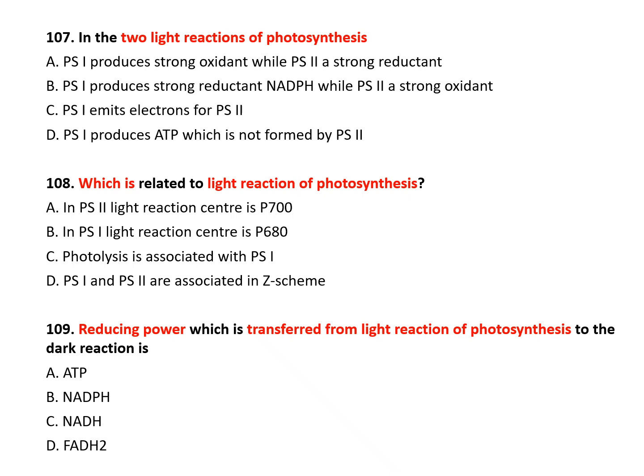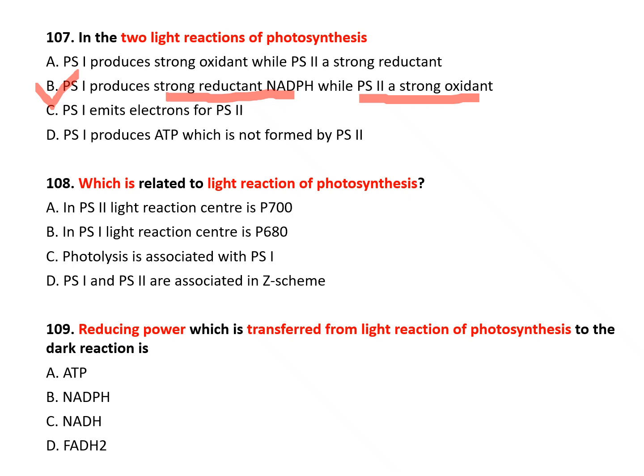The next question, number 107. In the two light reactions of photosynthesis: option A, PS1 produces strong oxidant while PS2 a strong reductant. Option B, PS1 produces strong reductant NADPH while PS2 a strong oxidant. Option C, PS1 emits electron for PS2. Option D, PS1 produces ATP which is not formed by PS2. Correct answer is option B. PS1 produces strong reductant NADPH while PS2 is a strong oxidant.